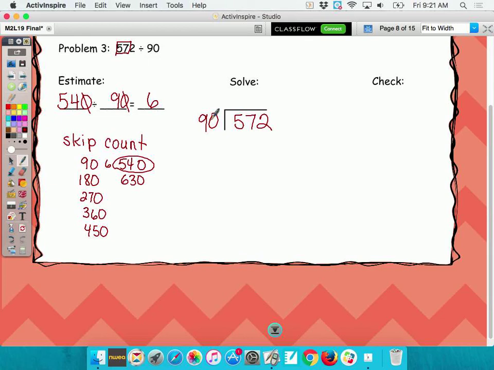Will 90 fit into 5? No. Will 90 fit into 7? No. I mean 57? No. So we're going to try a 6 on the next one. Okay, 9 times 6, what is it? 54. Good. And when you subtract, you get what number? 32. Is 32 less than my divisor of 90? Yes. Okay, so write down R32.